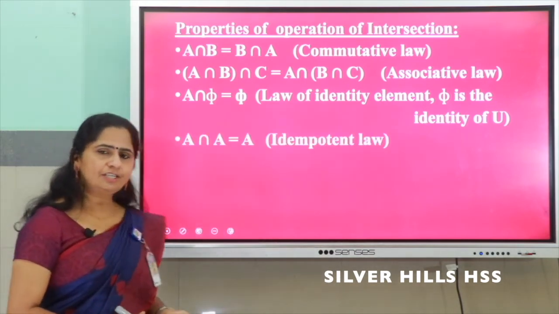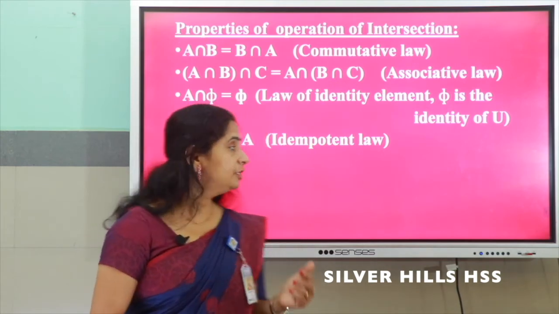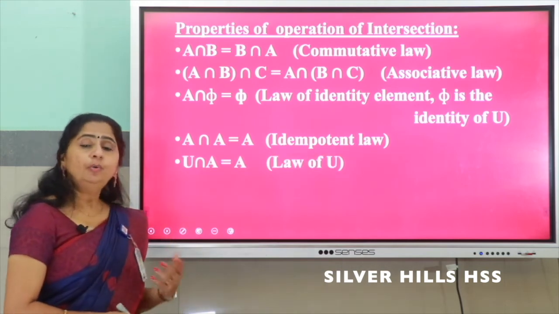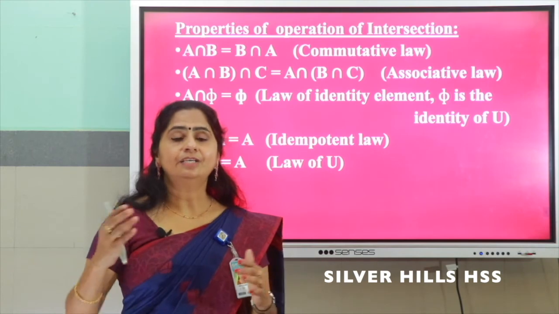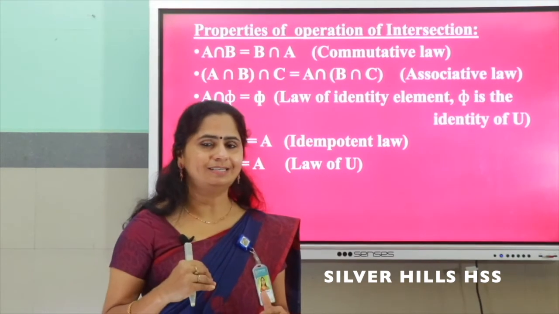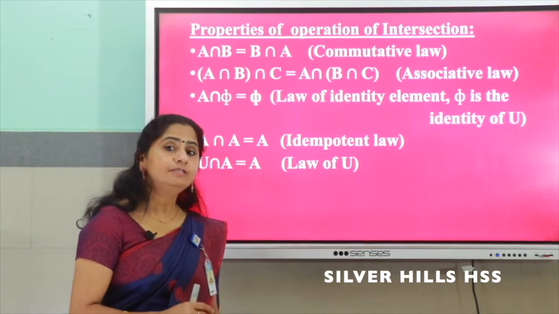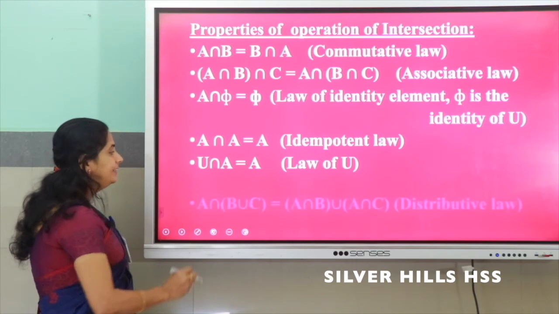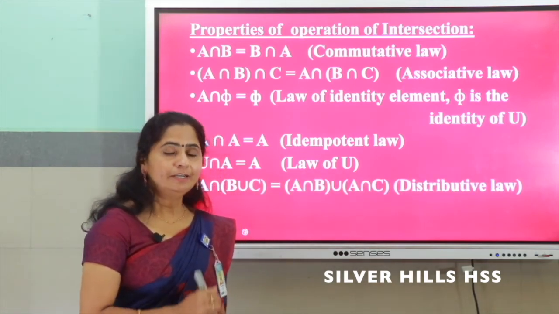Next, A intersection A. When you take the intersection of the same sets, you get back the same set. It is called the idempotent law. Then U intersection A. The universal set is the superset, and in the intersection, A is the least set here, the small set. Therefore, U intersection A is equal to A. It is called the law of U. Then the very important law, the distributive law, intersection over union.